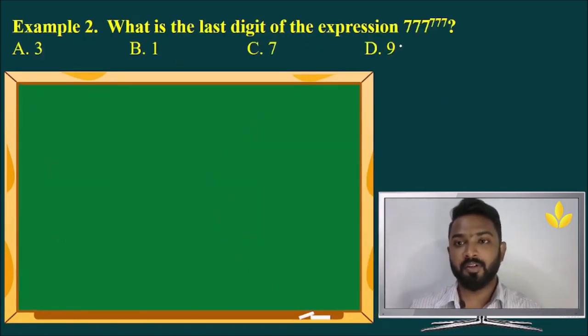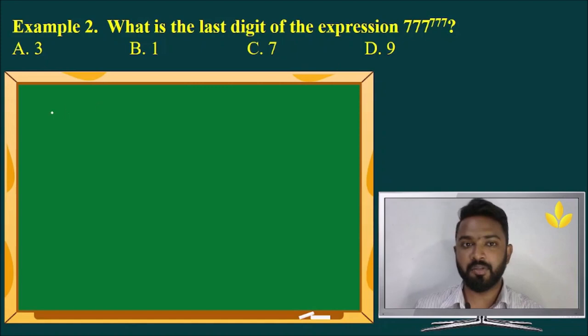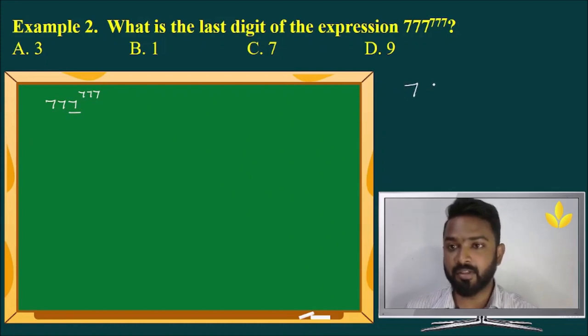What is the last digit of the expression 777 to the power 777? Let's simplify this again. 777 to the power 777. First simplification, we only care about the units place over here. And one more thing, we have to write down the power cycle of the units place. We have 7 over here.